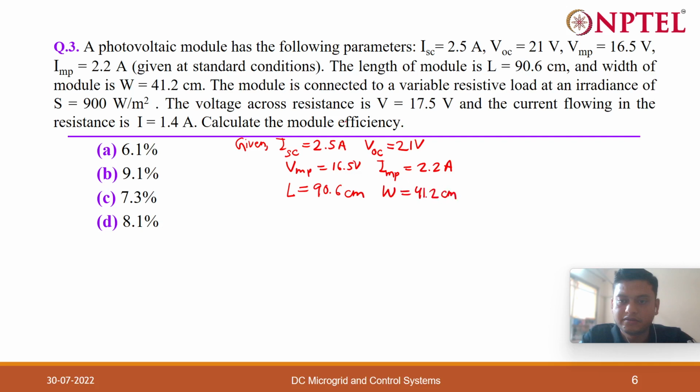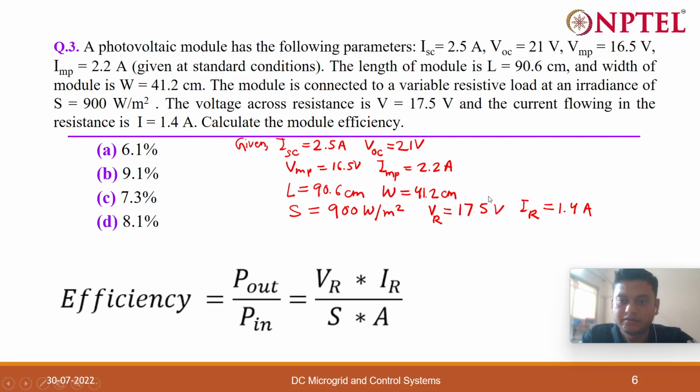The module is connected to a variable resistive load at an irradiance of S equal to 900 watt per meter square, and the voltage across the variable resistance load connected to the PV module is 17.5 volt, and the current flowing through the resistance is IR, that is 1.4 ampere. So calculate the module efficiency. I am giving the hint, and you first try, then I will solve this question.